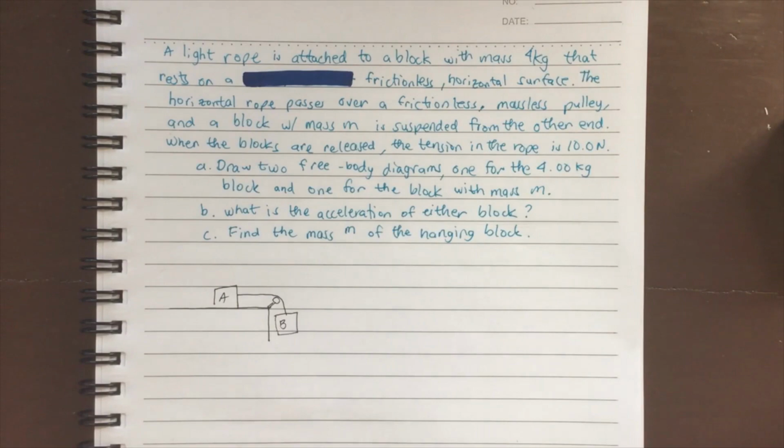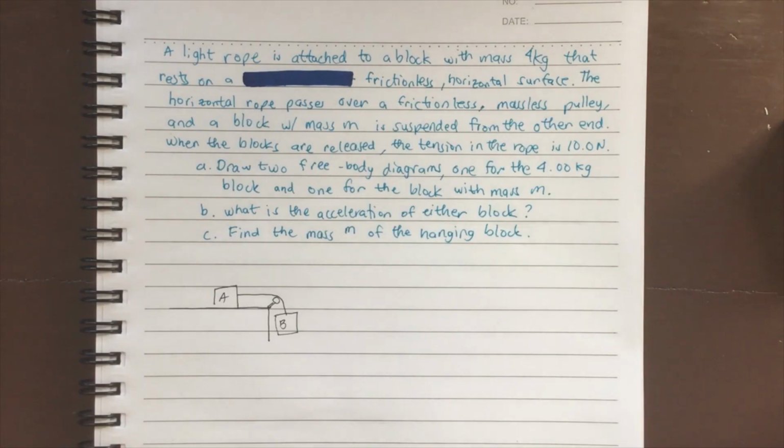You are asked to draw free body diagrams, one for the 4 kilograms block and one for the block with mass m. Letter B, what is the acceleration of either block? And letter C, find the mass m of the hanging block.